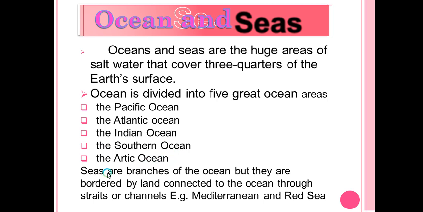Now let's go to seas. Seas are branches of the ocean. Picture branches of a tree. You can picture a big tree with branches. So that is what seas are. Seas are branches of the ocean, but they are bordered by land, connected to the ocean through straits or channels.